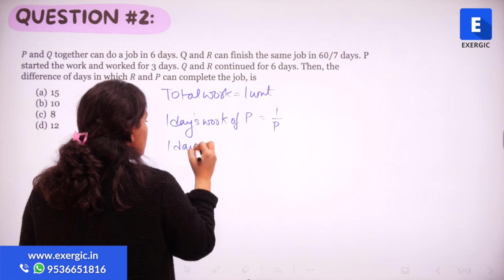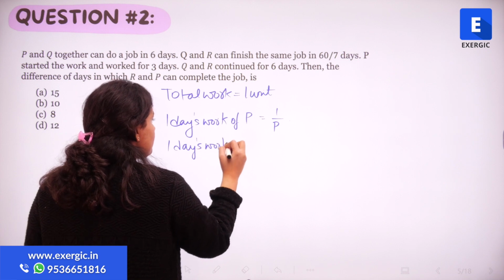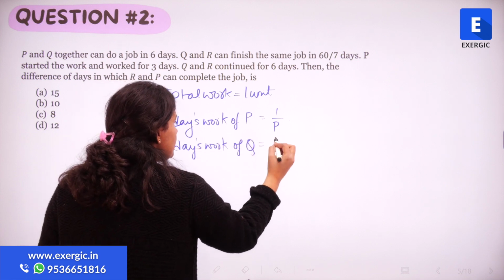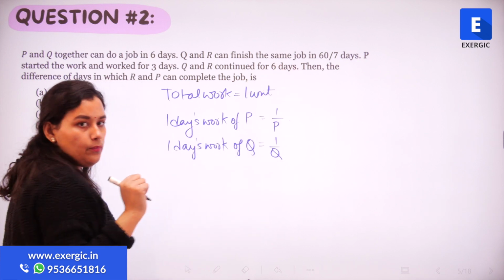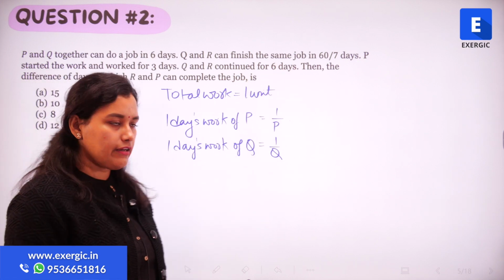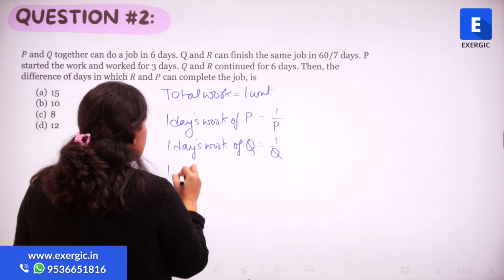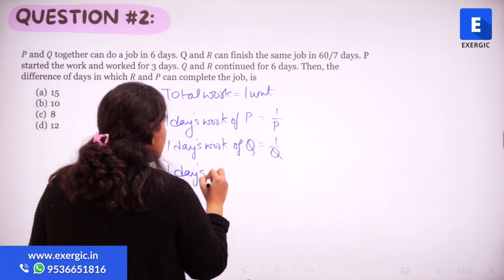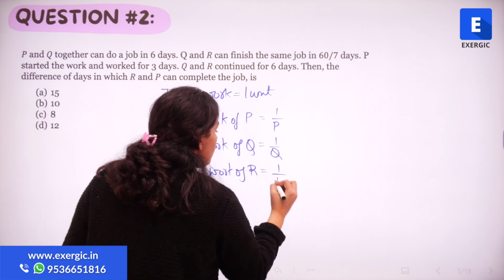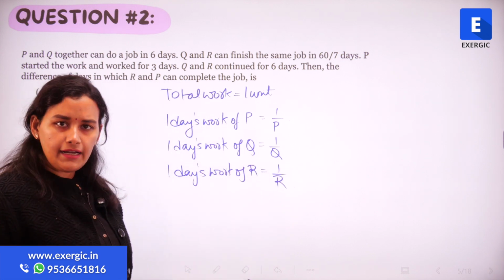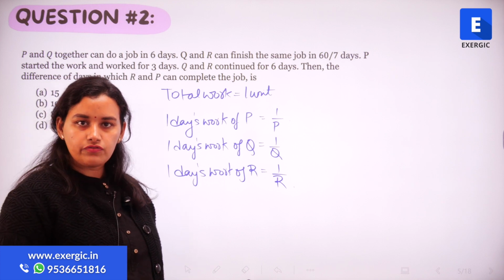Similarly, 1 day's work of Q is going to be 1 upon Q if I assume that Q takes Q number of days to do the entire work, right? You can use any other variable. It's up to you. Similarly, if you want to think about 1 day's work of R, then we can express this as 1 upon R. So this is the most standard way to go ahead with questions of time and work.